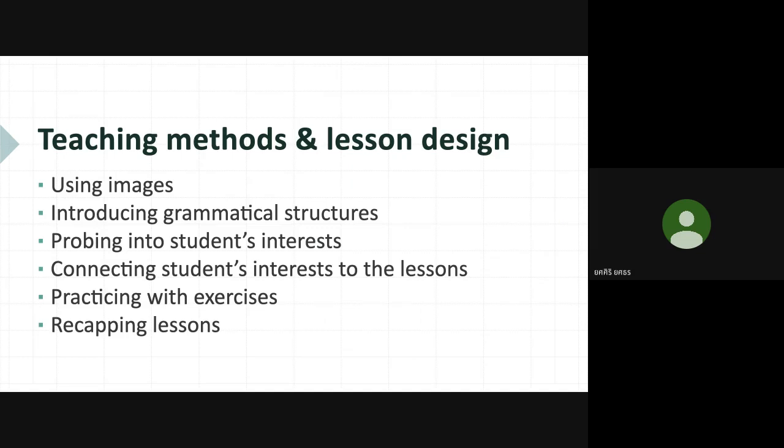Anyway, I try to talk to them to probe into the students' interests, and I try to connect the students' interests to the lesson. I use the information I get from them to make the lesson more interesting. I also use practice with exercises, and at the end of the class, I recap all the lessons.